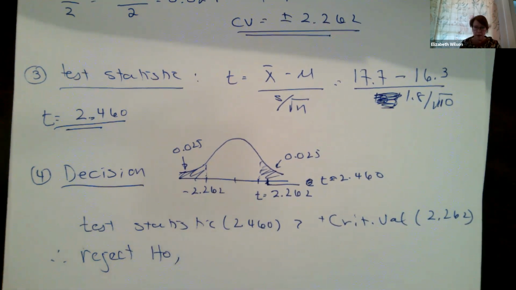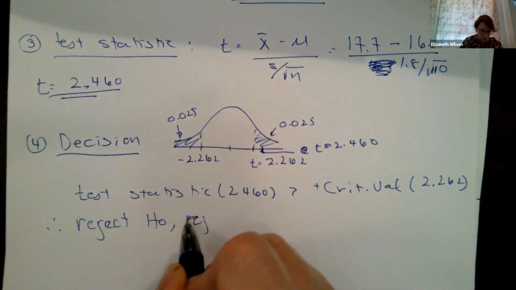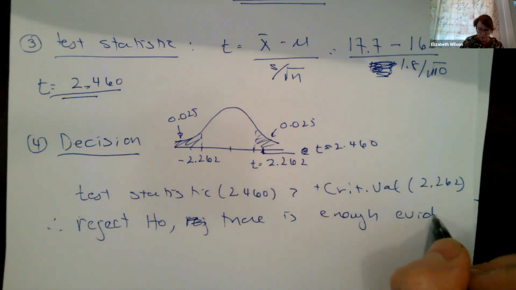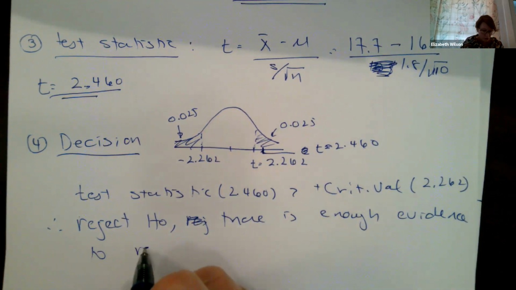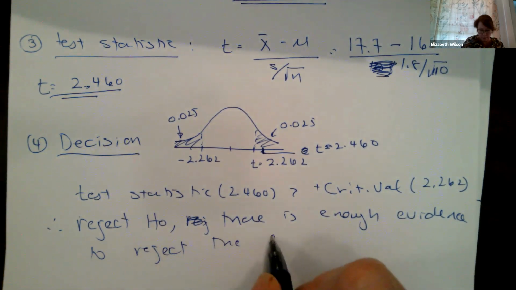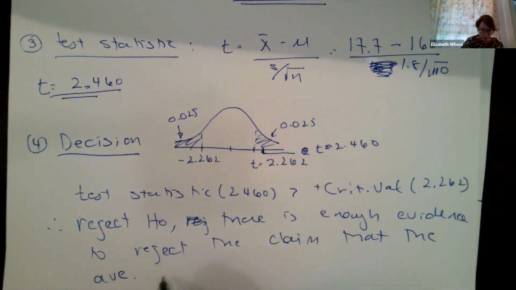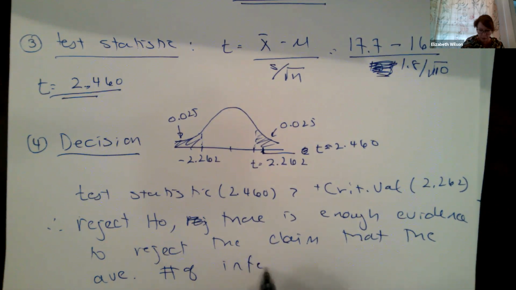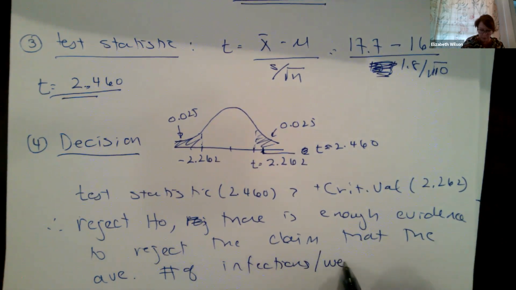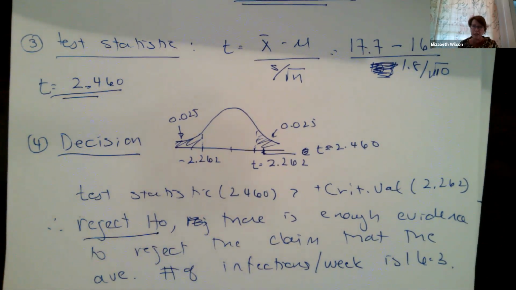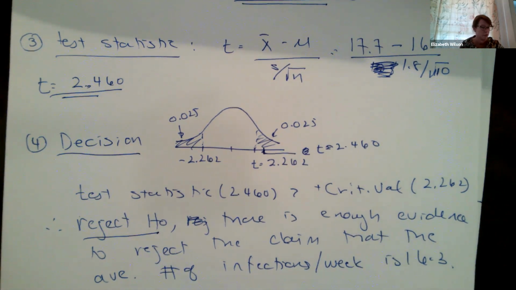Okay, which means I'll write it in words. There is enough evidence to reject the claim that the average number of infections per week is 16.3. That's what we're rejecting. Okay, but we need to specify it. What's our hypothesis? What's our critical value or p-value if we're going to do that? Our test statistic and our decision. You have to state those different things in order to get full credit for stuff.